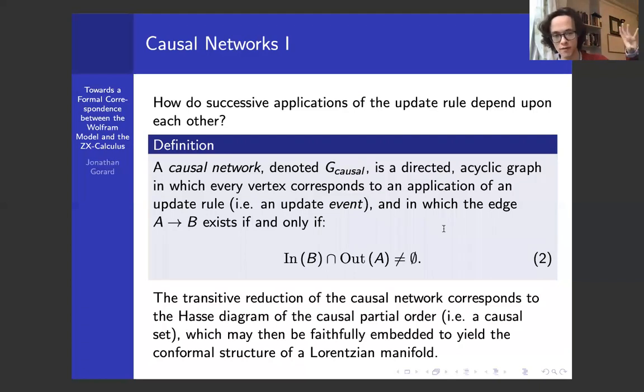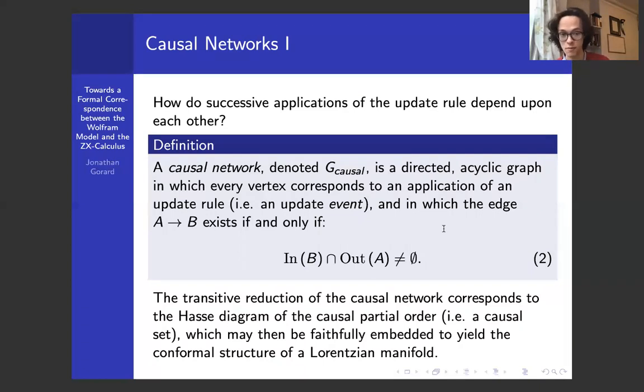And in which you have a directed edge between events A and B if it is the case that event B could only have been applied if event A had previously been applied. And the way we can work that out is just by looking and seeing, does the input for event B have a non-trivial intersection with the output of event A? And then that's telling you that event B is making use of hyperedges that were produced by the output of event A.